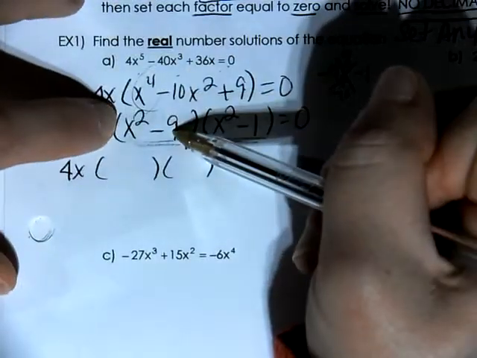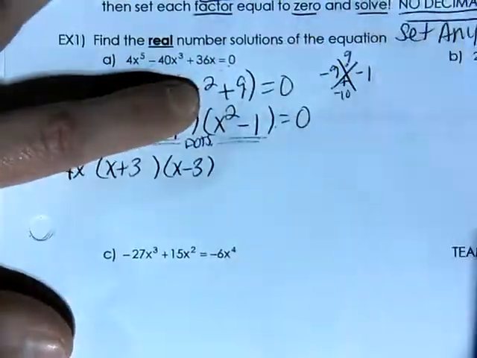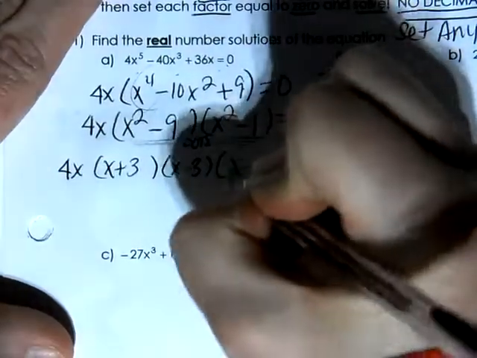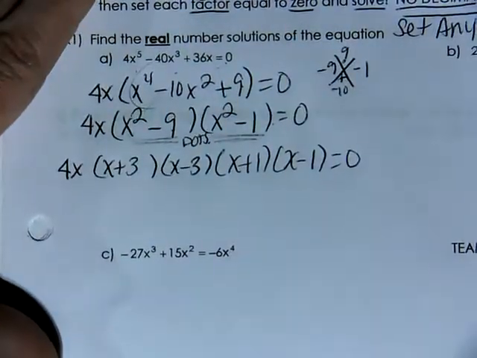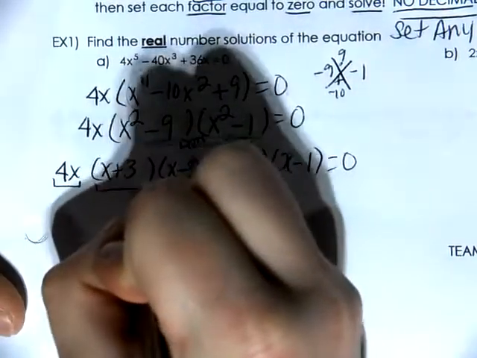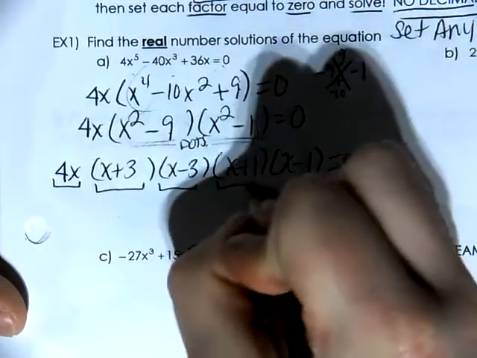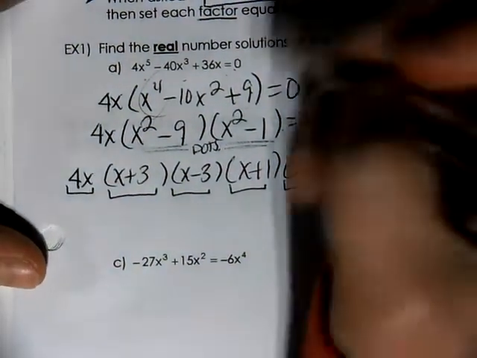So I can split apart the x squared minus 9 into an x plus 3 and an x minus 3. And I can split apart the x squared minus 1 into an x plus 1 times an x minus 1, still maintaining that equals 0. Now, any part containing a variable will be set equal to 0. So we are going to end up with 5 solutions in this problem.